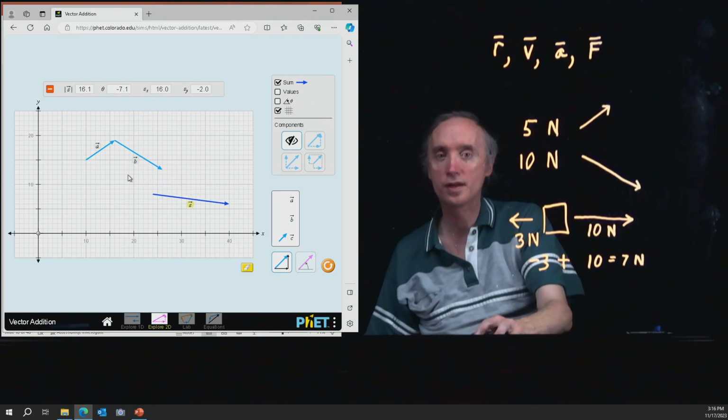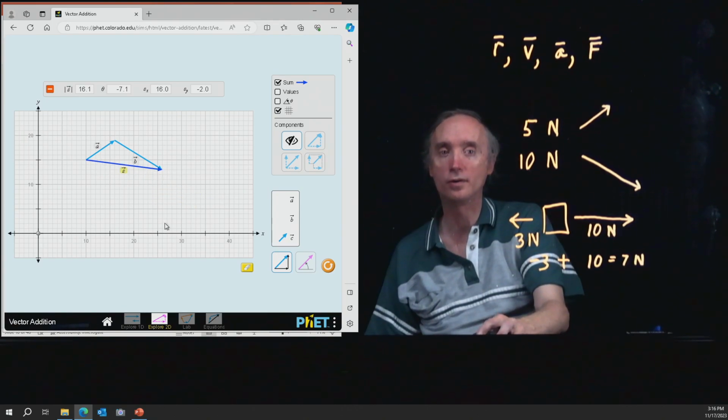So notice that here is where I begin. Think of a conga line. So this is where I begin, and then I go over to here, and then I go over to here, so this is where I end. So I'm going to draw a line from where I begin to where I end, and then that turns out to be the sum of those 2 arrows.